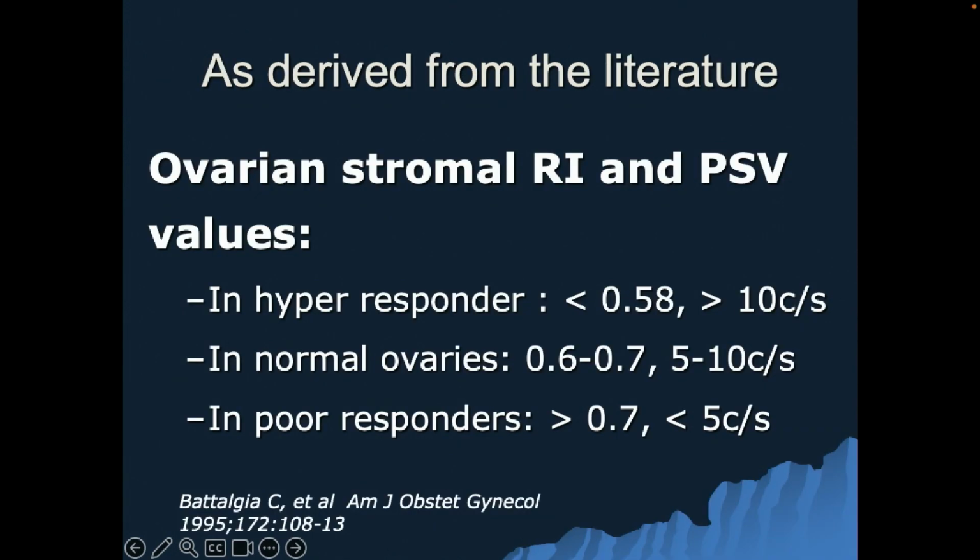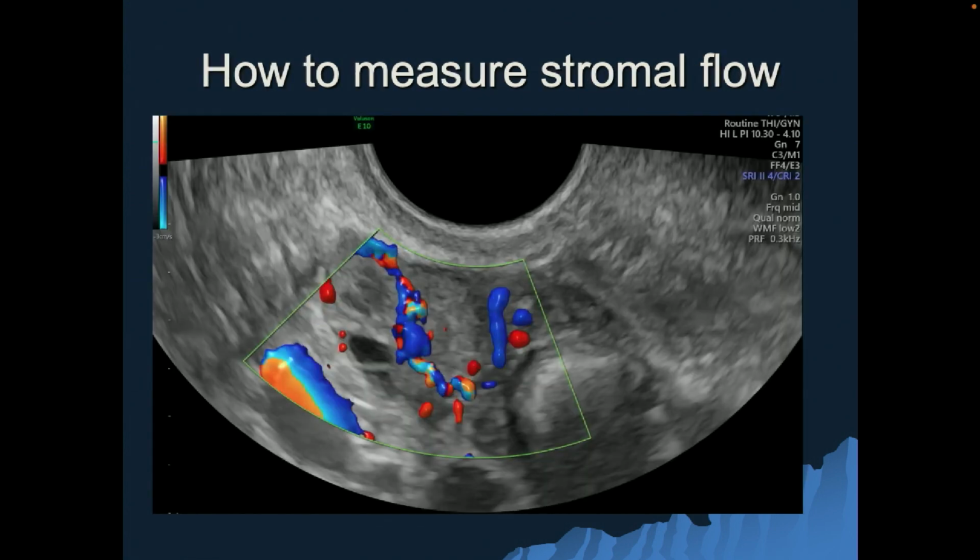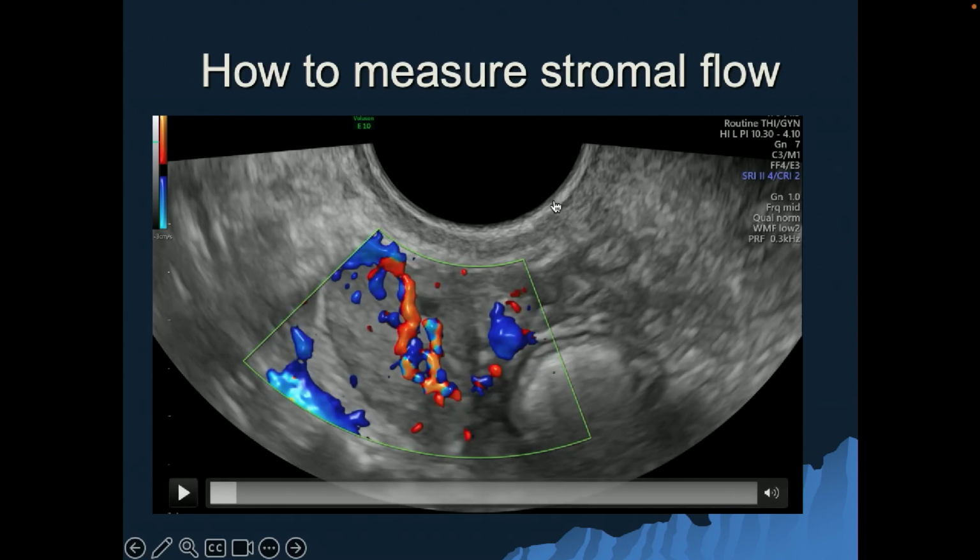From the literature evidence and our experiences, we have found that the patients who have an ovarian stromal RI of more than 0.7 and the PSV of less than 5 centimeters per second are poor responders, whereas if the RI is between 0.6 and 0.7, the PSV is between 5 and 10 centimeters per second, these patients are normal responders. And if the RI is less than 0.6 and the PSV is more than 10 centimeters per second, which is usually found in the PCOS patients, these are the patients who are hyper responders. That means, and we have already discussed with the live scans how to measure the stromal flow.